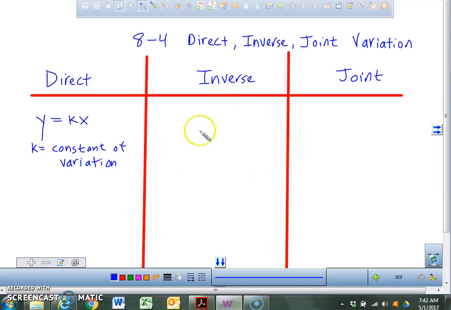All right. Inverse variation, you're going to write y equals k divided by x. And for joint variation, you're going to have y equals the constant of variation times not just one variable, but times two variables. All right? So, right now, I want you to write down these three equations to help you with direct, inverse, and joint variation. The next thing we're going to do is write what k is going to equal in each of these circumstances.